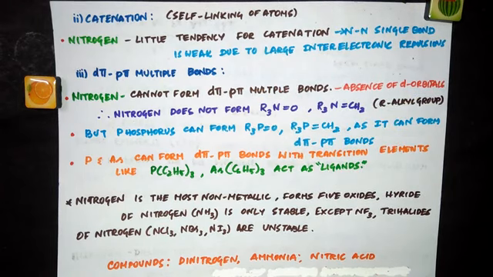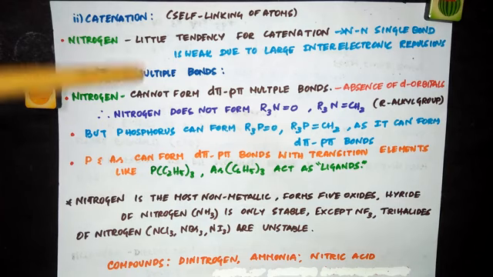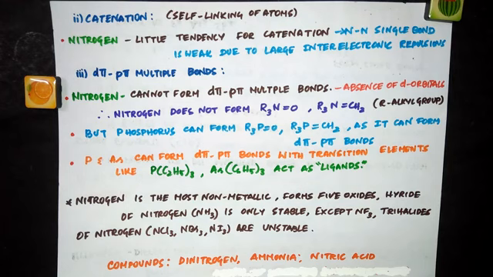And the next anomalous behavior of nitrogen is that nitrogen is the most non-metallic, which means it is a typical non-metal, while the other elements are either semi-metals or metals. When you look at the oxides of nitrogen, nitrogen is capable of forming 5 oxides. We are actually seeing the anomalous behavior of nitrogen, how it differs from the rest of the family. So nitrogen is capable of forming 5 oxides with oxygen.